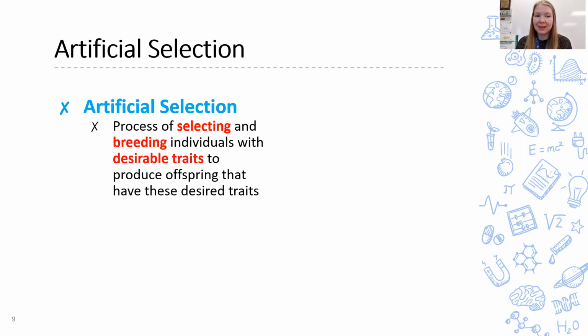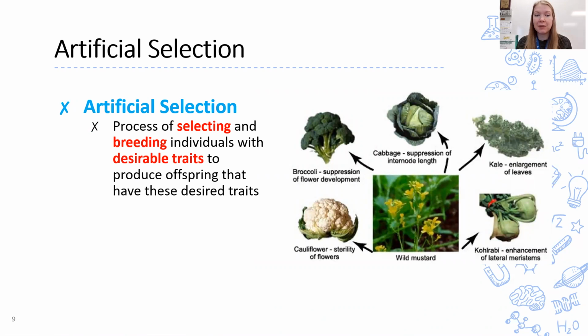So with artificial selection, it's essentially the process of selecting and breeding individuals with desirable traits to produce offspring that have these desired traits. And this is not a new practice. This is a practice that has been going on for tens of thousands of years. So one of the examples of artificial selection is all these vegetables here come from a relative wild mustard. And so the desired traits that are seen in these vegetables, they were selected from the wild mustard and crossbred to produce the vegetables we have today.